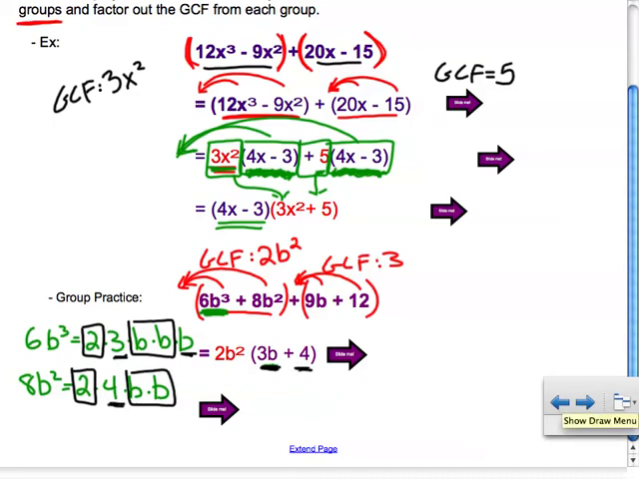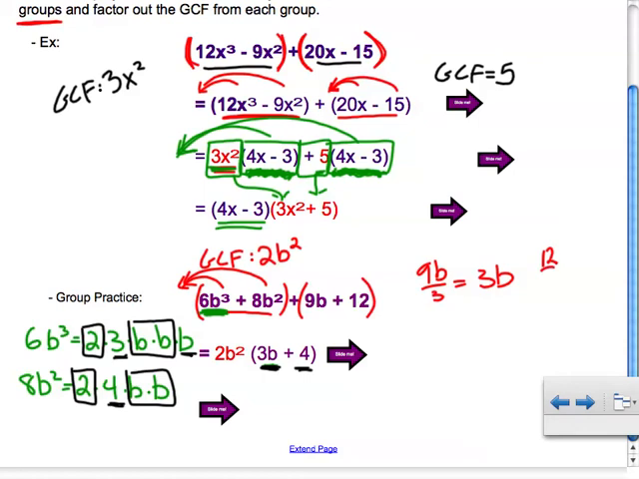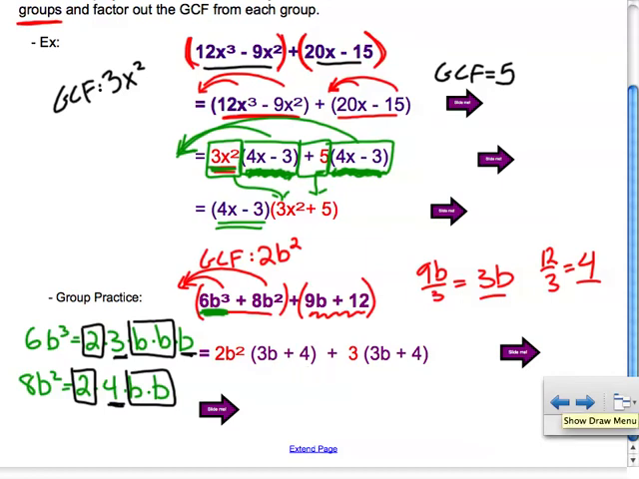Okay, my second group, I'm going to factor out 3. In this one, I want to take out 3. So 9b divided by 3 is 3b. And 12 divided by 3 is 4. So, we see that here, when I divide out a 3 from this whole binomial. And what's really interesting is that we get the same term here, 3b plus 4. So that can get taken out in front.